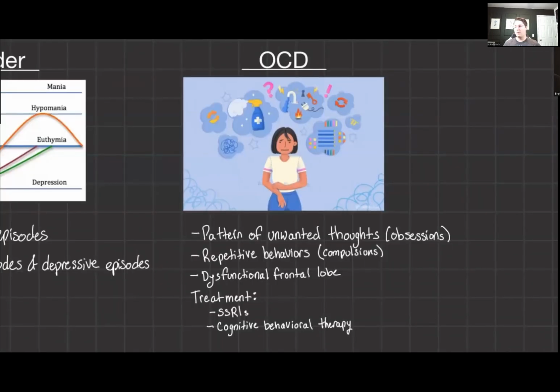Another classic MCAT question is about OCD. They love asking about OCD, which stands for obsessive compulsive disorder. It features a pattern of unwanted thoughts or obsessions leading to repetitive behavior called compulsions. It's associated with a dysfunction in the frontal lobe activity. Treatment is often combining SSRIs with cognitive behavioral therapy, focusing on exposure and response prevention. The classic example of this would be washing your hands 30 times before going out the door, or closing the door 5 times to make sure it's locked. It's those repetitive tasks that interfere with your quality of life.